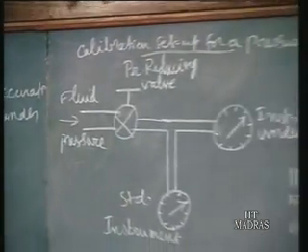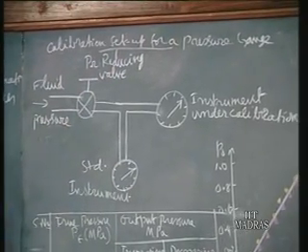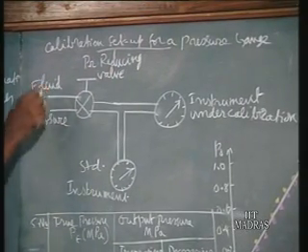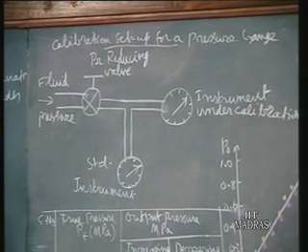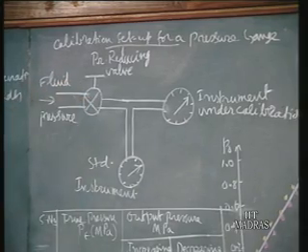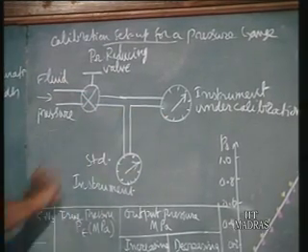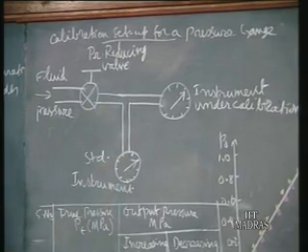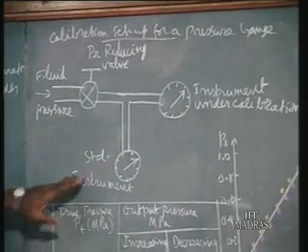Now that setup is shown in the figure here. That is the calibration setup for a pressure gauge. We have the pressure source, fluid pressure, which may be a gas or liquid, and we have a pressure reducing valve, with which we can adjust any pressure downstream. The same pressure is given to the instrument under calibration and also to the standard instrument, where the least count is 10 times finer.